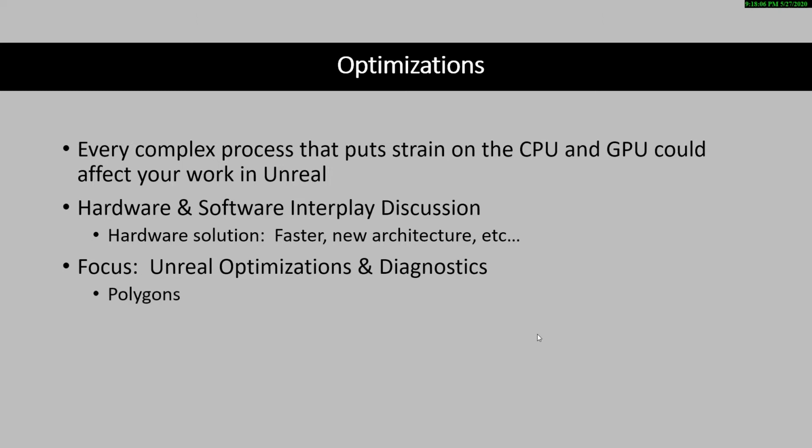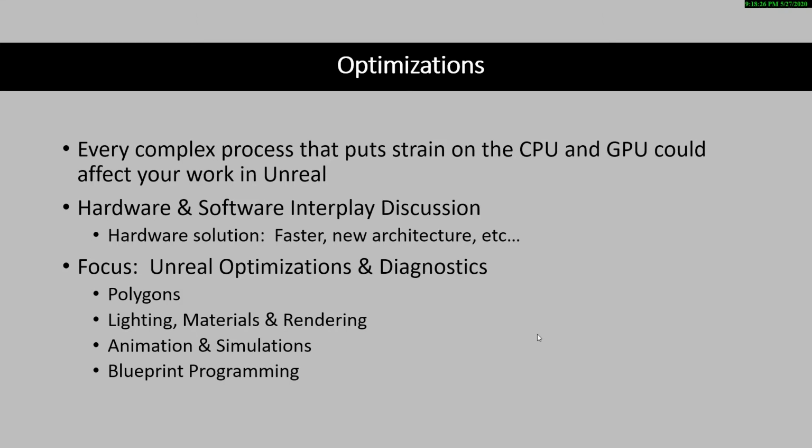So how many polygons are you bringing in? Are the lighting systems, the materials, and the rendering that you're using expensive, or is it keeping a great frame rate? Are the animation and simulations light, or are they something like fluid simulations, which are often very heavy? And same thing with programming. Programming can be done in a way that's very efficient, but constant monitoring for certain processes can also tax the processor.